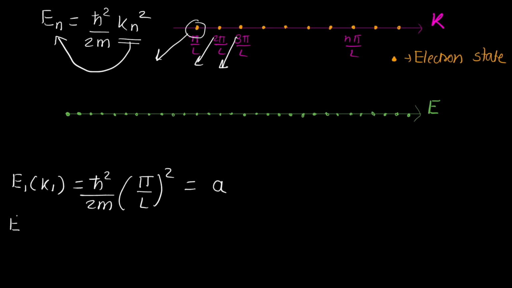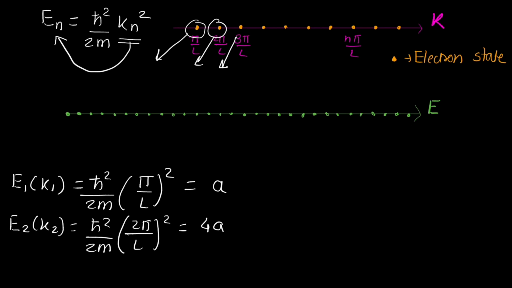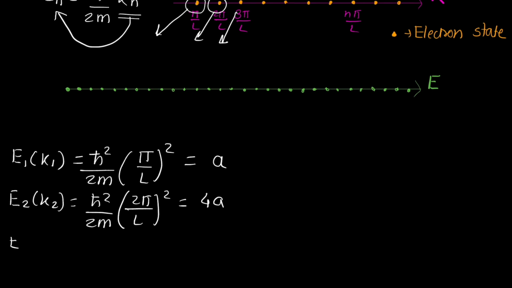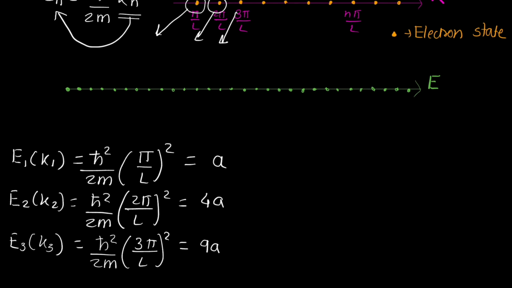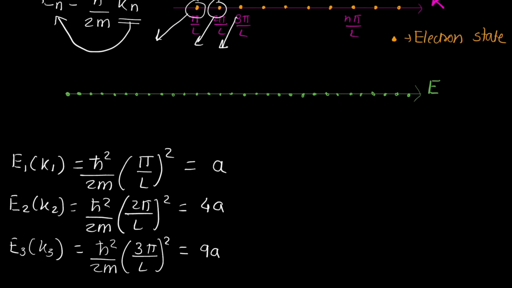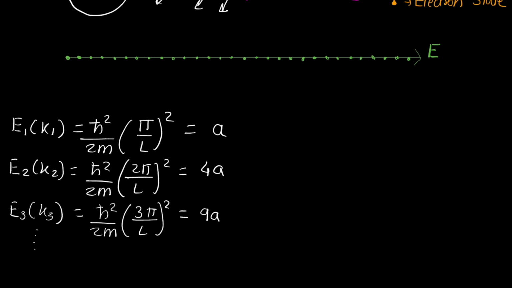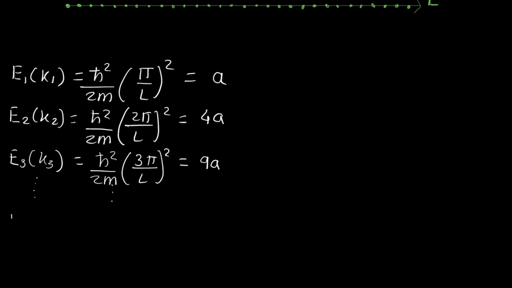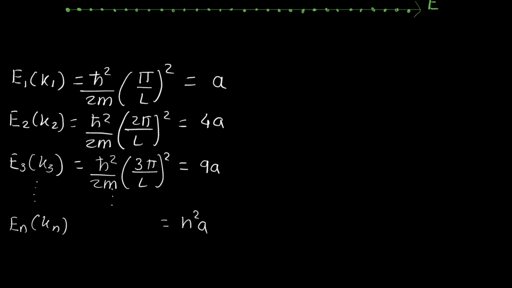Now the second state in the energy domain, which will correspond to K2, will be h bar square by 2m into the second state, which is (2 pi by L) square. So it will be 4 into A. Similarly, the value of E3 will be 9A, as K3 is 3 pi by L. In a similar way, we can find the value of En, which will correspond to Kn, as n square into A.